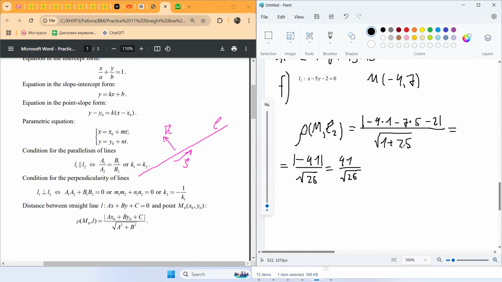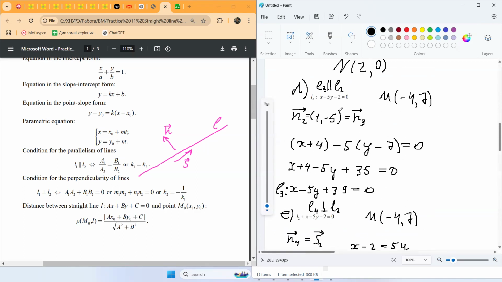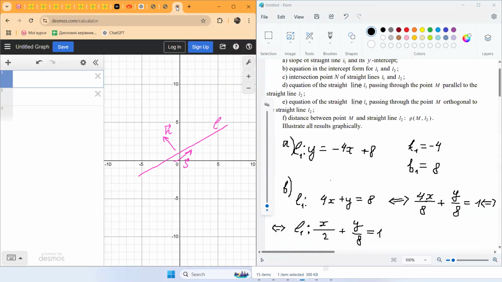Okay, now we will build graphs, and after that we will have a break.